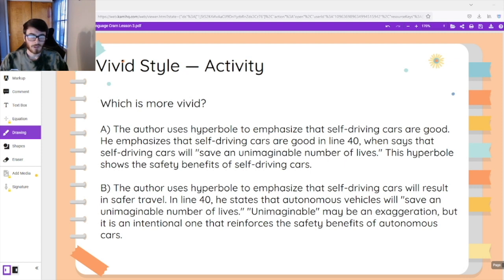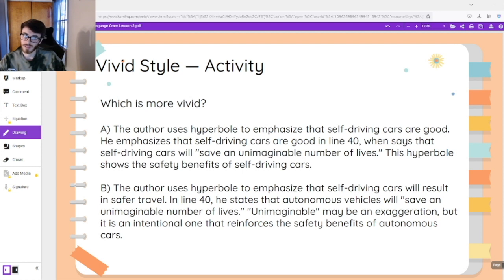Okay. So A, the author uses hyperbole to emphasize that self-driving cars are good. He emphasizes that self-driving cars are good in line 40 when he says that self-driving cars will, quote, save an unimaginable number of lives. This hyperbole shows the safety benefits of self-driving cars. B, the author uses hyperbole to emphasize that self-driving cars will result in safer travel. In line 40, he states that autonomous vehicles will save an unimaginable number of lives. Unimaginable may be an exaggeration, but it is an intentional one that reinforces the safety benefits of autonomous cars.